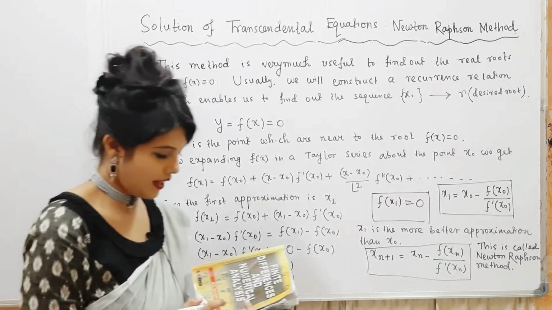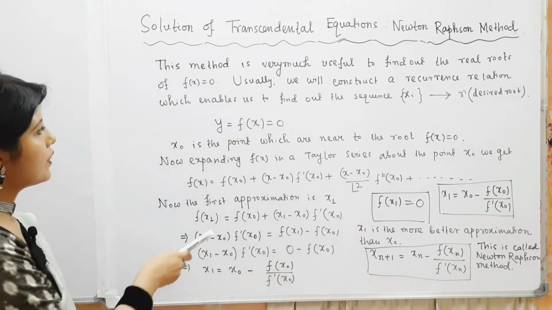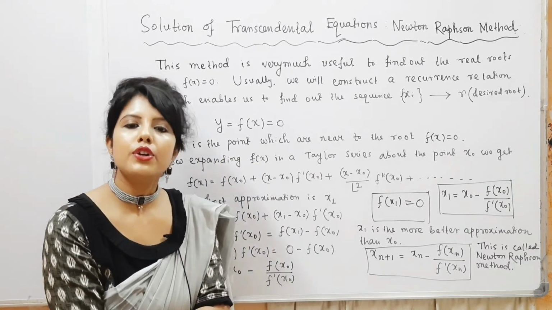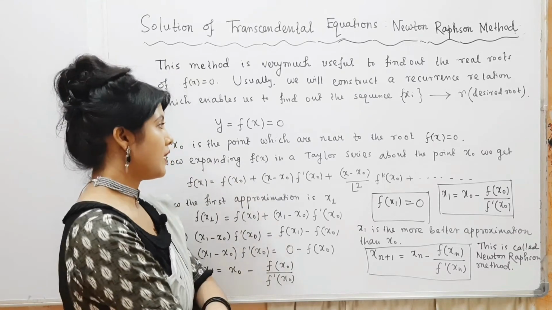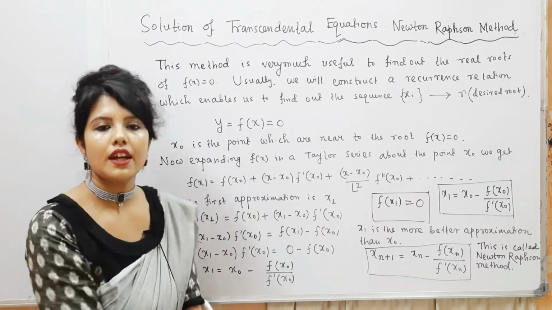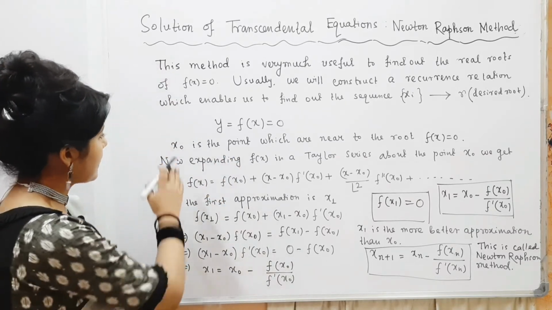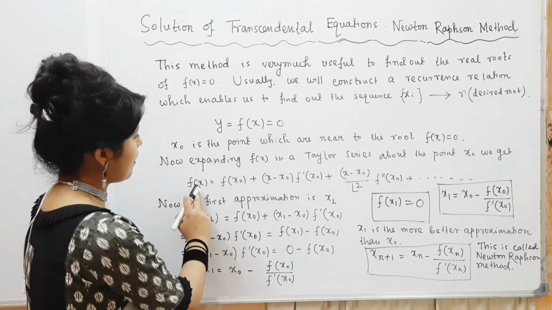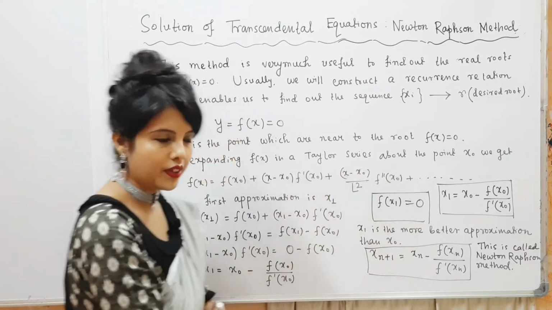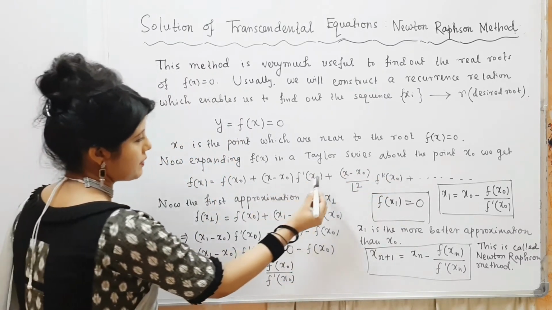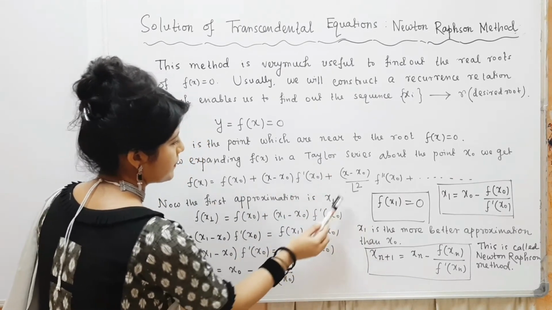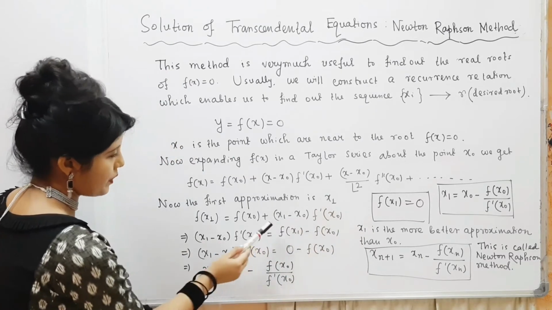Okay, so what is the method actually? So I am now giving the summary of the method, that is, we consider the equation y equal to f of x equal to 0. Okay, now we want to find out the root of this equation. For which I am considering a point x0 which is very near to the root. Okay, now taking x0, I am expanding f of x in a Taylor series about the point x0 by this relation. Okay, now what is the first approximation? So for first approximation I will consider this relation up to the first order.